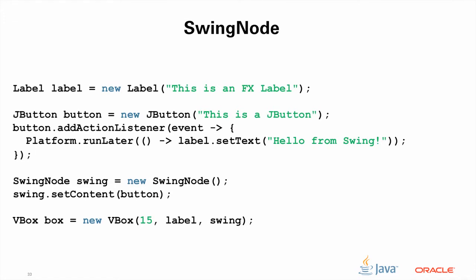To implement that, we have something called Swing Node. That's how you can put a Swing component into a JavaFX node. Here we're creating a new instance of a Swing node, and then we're setting the content of that to, in this case, a J button that we've created.